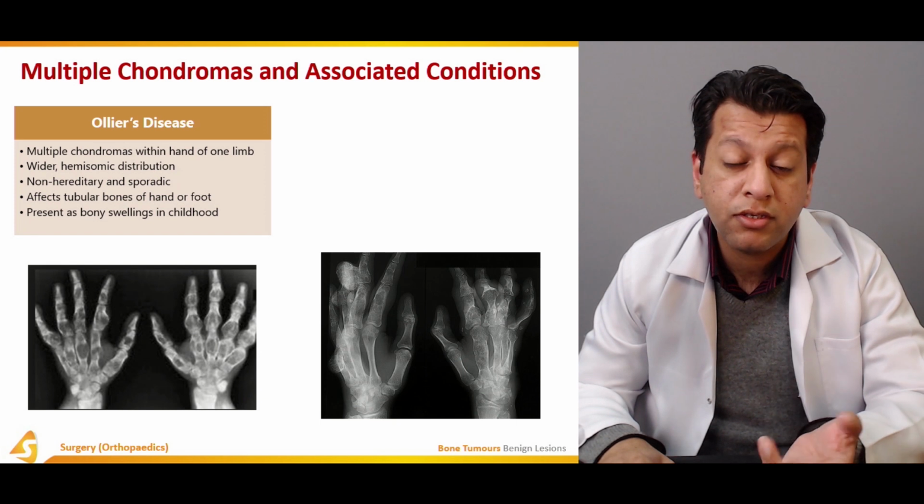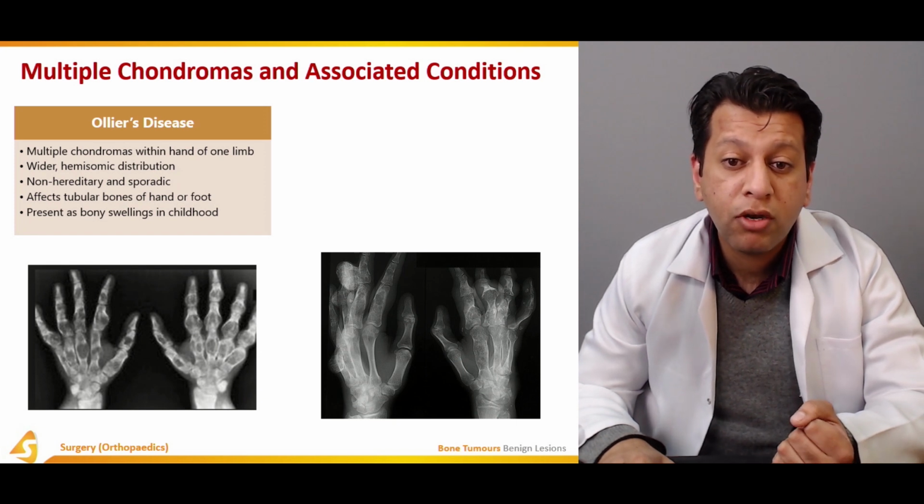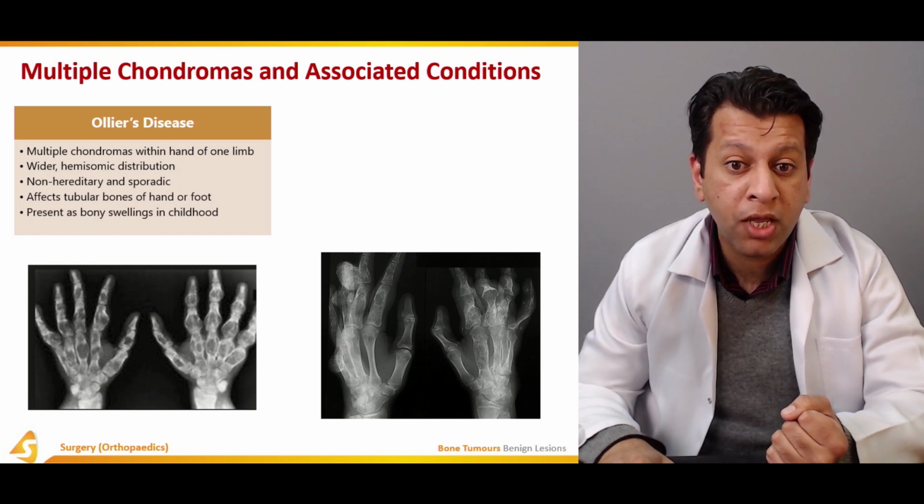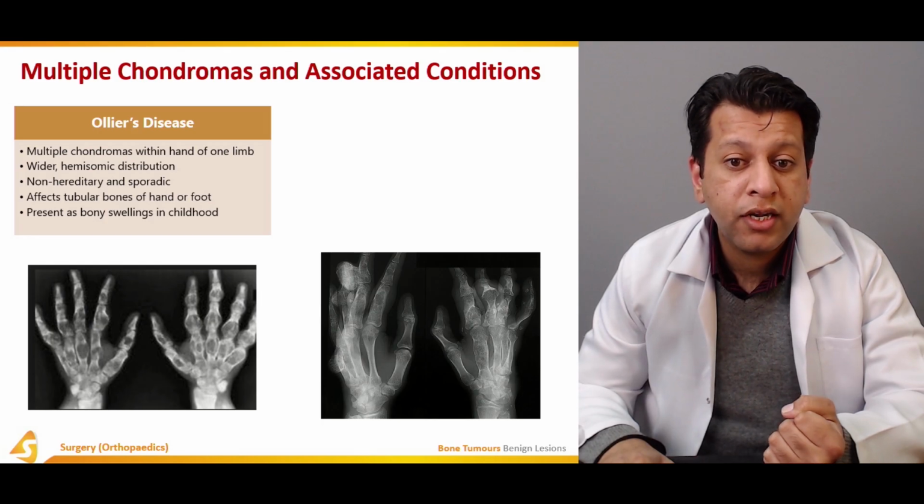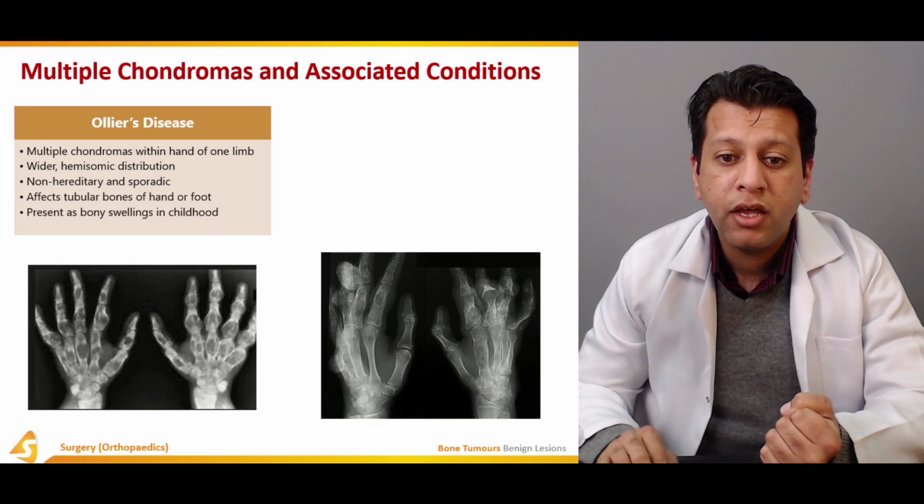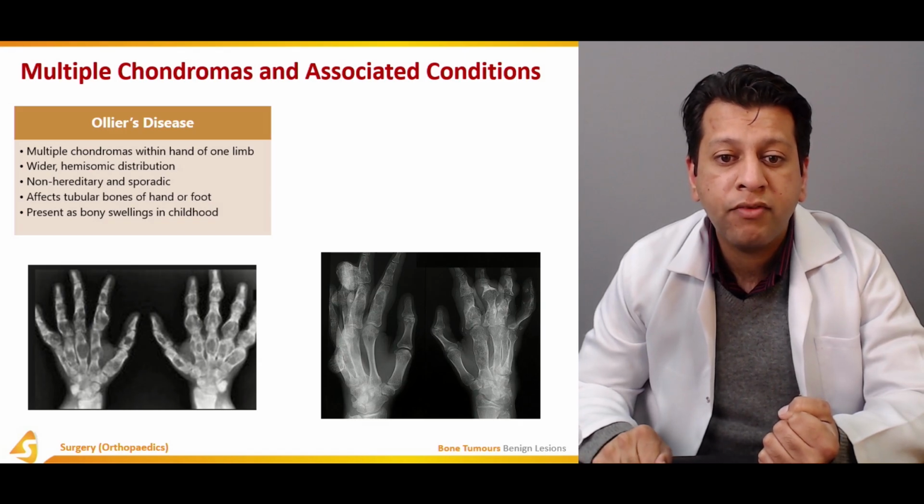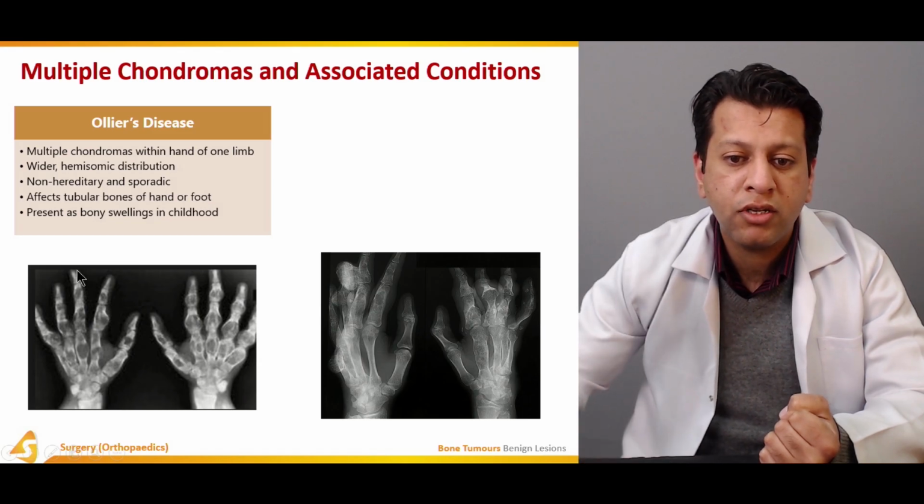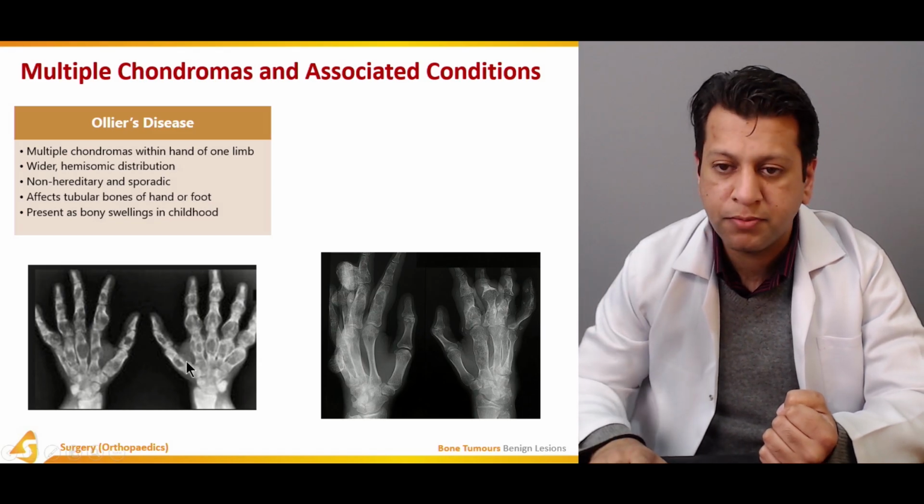So what is Ollier's disease? It is multiple chondromas within the hand of one limb, usually with a hemispheric distribution, non-hereditary and sporadic. It affects the tubular bones of the hand and the foot and presents as a bony swelling in childhood. If you see it over there, there are multiple swellings as well.